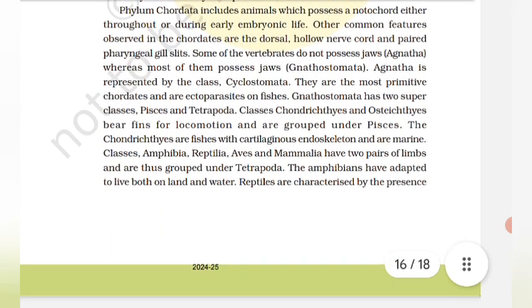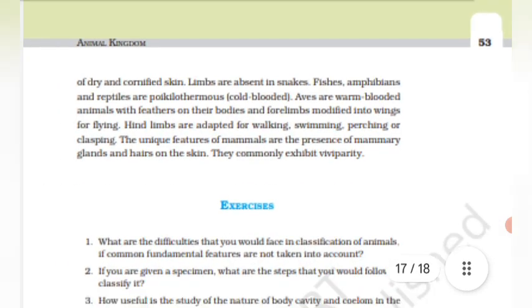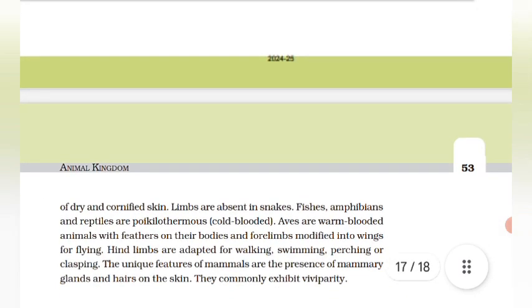Aves are warm-blooded animals with feathers on their bodies and forelimbs modified into wings for flying. Hind limbs are adapted for walking, swimming, perching, or clasping. The unique features of mammals are the presence of mammary glands and hairs on the skin. They commonly exhibit viviparity. With this, the chapter is finished.